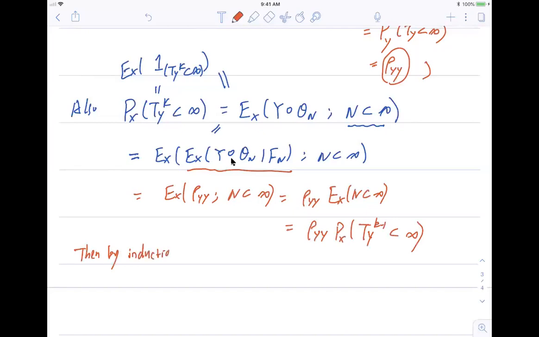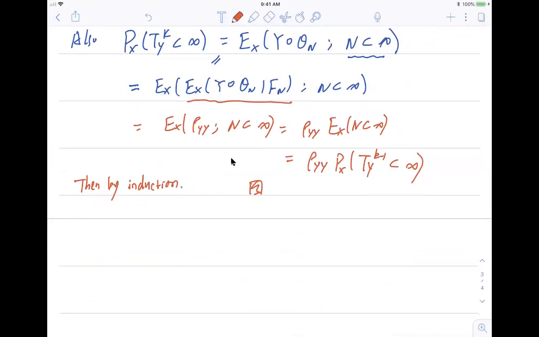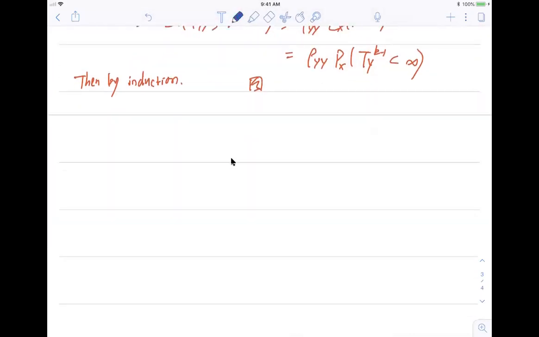So we can conclude by induction. Okay. So then that's it. Okay, it's not a very hard proof, right? Intuitively, it's very easy, but this gives you an example of how to use the strong Markov property.